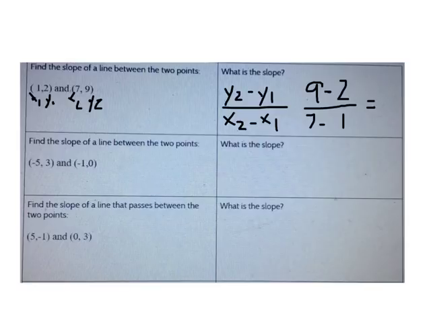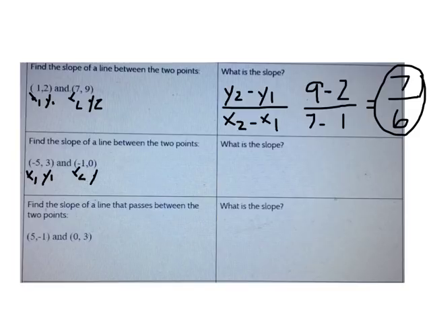What's 9 minus 2? It's 7. What's 7 minus 1? It's 6. So the correct answer is 7/6 is our slope. Let's do one more together. Label x1, y1, x2, and y2. -5 is x1, 3 is y1, -1 is x2, 0 is y2.